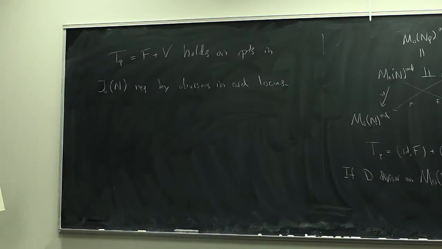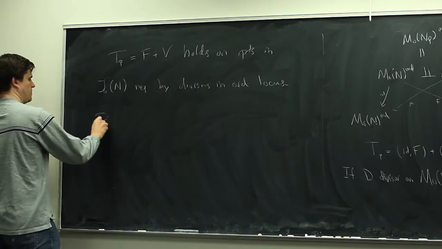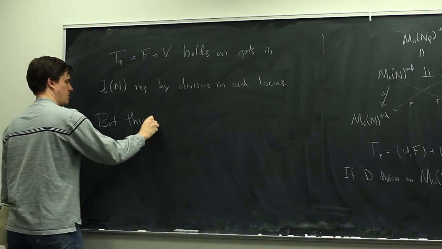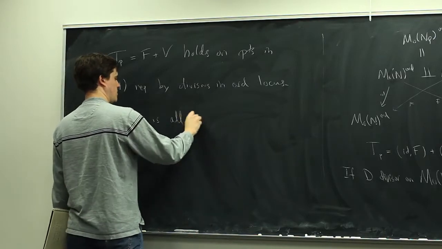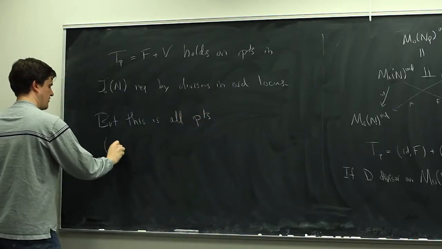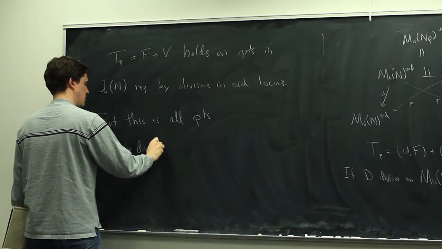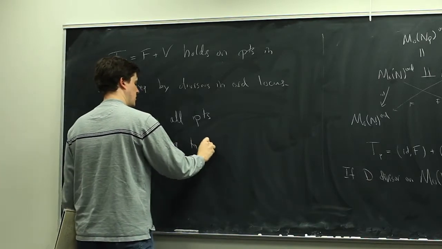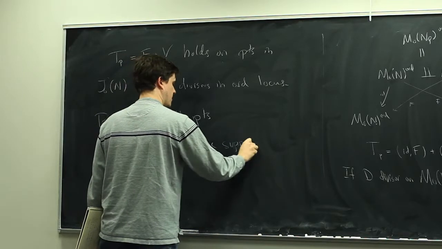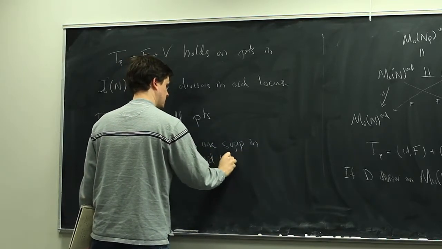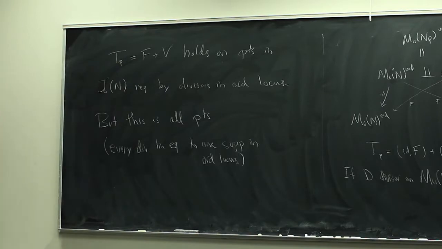But every divisor is represented by one in the ordinary locus, because I'm allowed to change by equivalence of divisors. If I take a curve and take any divisor, it's linearly equivalent to one where I avoid any finite set of points. So every divisor is linearly equivalent to one supported in the ordinary locus. Okay, so that proves it.